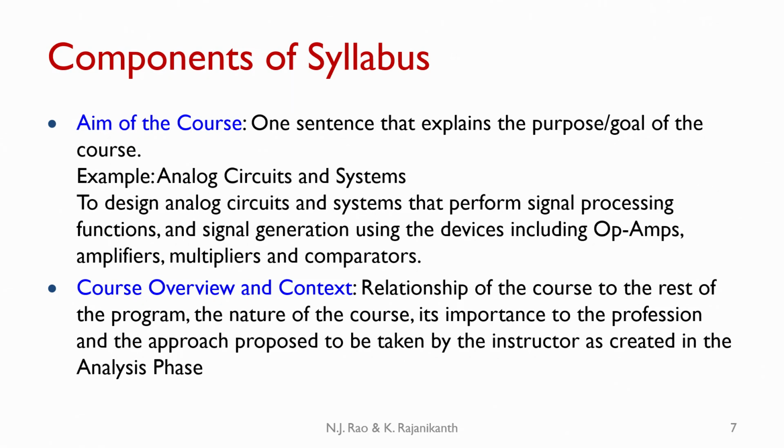So, in one sentence you are trying to communicate to the outside world as well as to your students what is the aim of the course. Then you write course overview and context, which we have explained. It deals with the relationship of the course to the rest of the program, the nature of the course, its importance to the profession and the approach proposed to be taken by the instructor. We have already created this in the analysis phase, you just have to bring that and put it here.